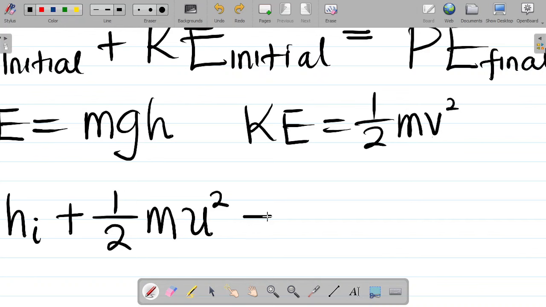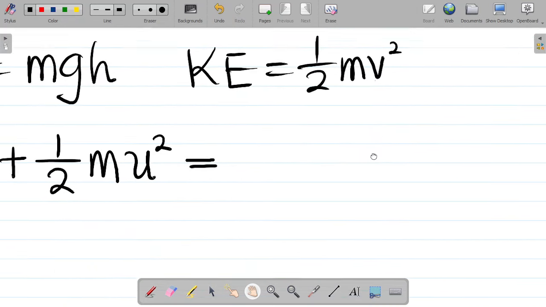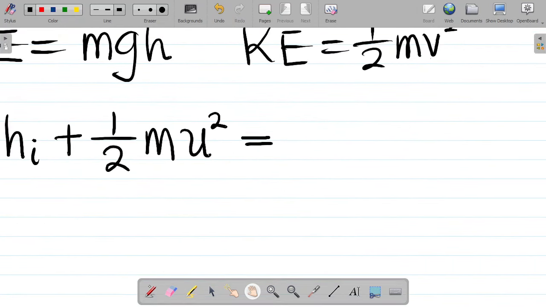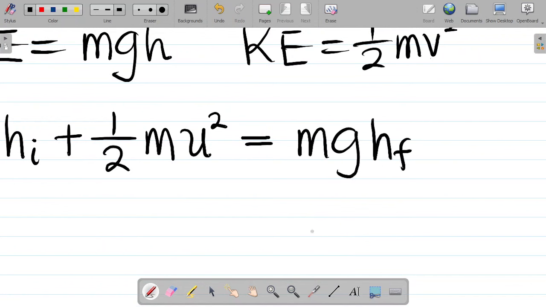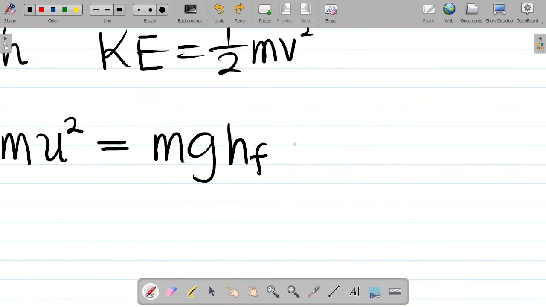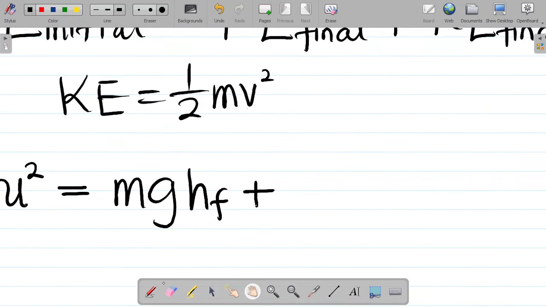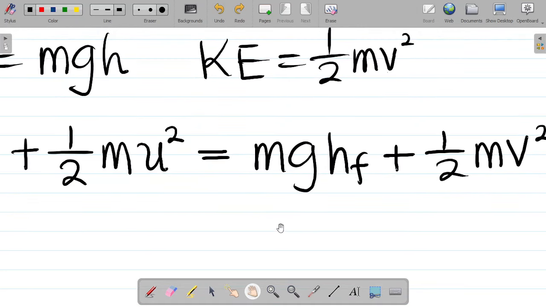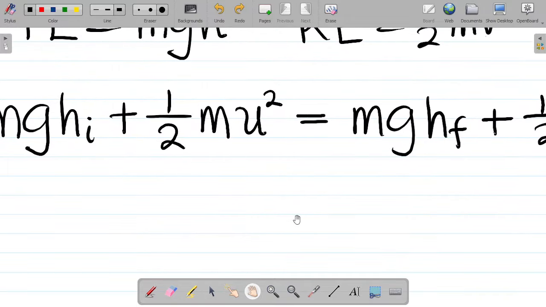This is equal to, now for potential energy final, I'm going to have mass times gravity times height final. So the same concept. Mass is constant, no need of initial and final. Gravity is constant, no need of initial and final, but height can change. So there's a need for final. Plus kinetic energy, so it becomes half times the mass times v squared. v means final velocity. So u for initial velocity, v for final. So we now have this particular equation.